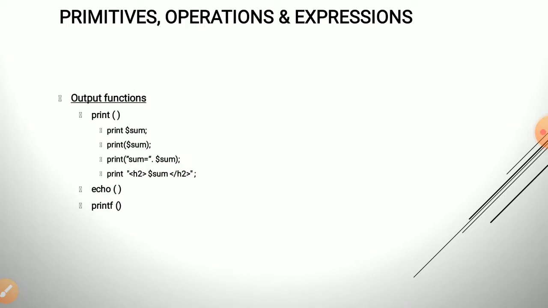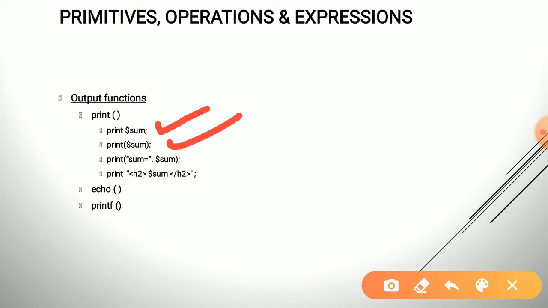Now the output functions. All outputs from the PHP processor must be in the form of HTML or XHTML. The mainly used output functions to print some value to the output are print, echo and printf. The first one is the print function. It is used to create simple unformatted output, and in the case of print we can omit the parenthesis. We can write like this, print $sum. It will print the value of $sum.